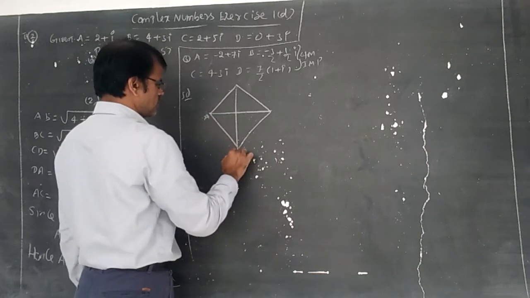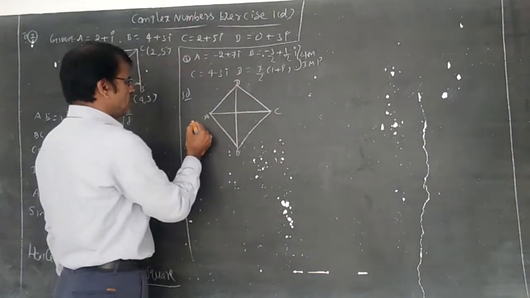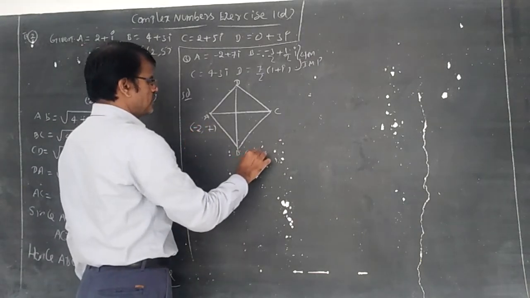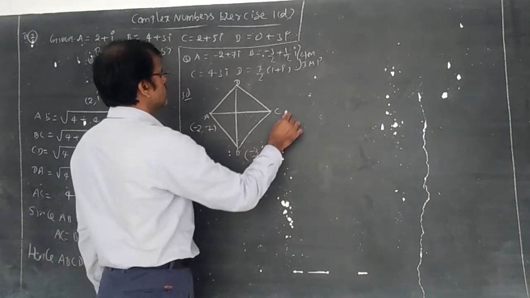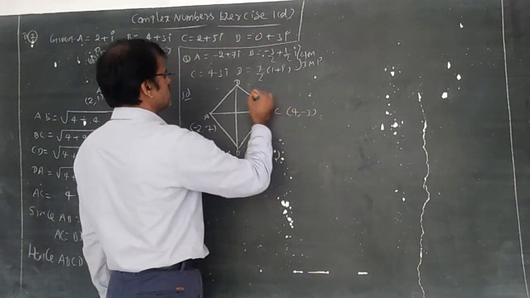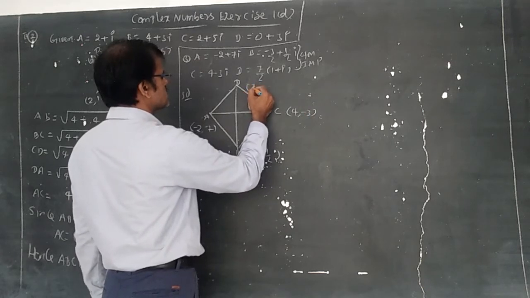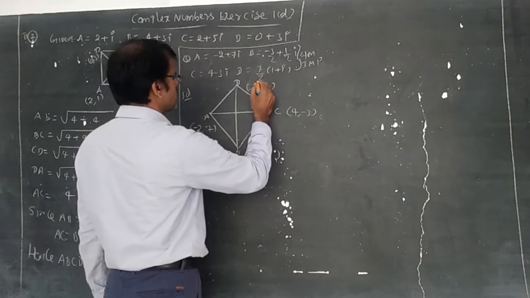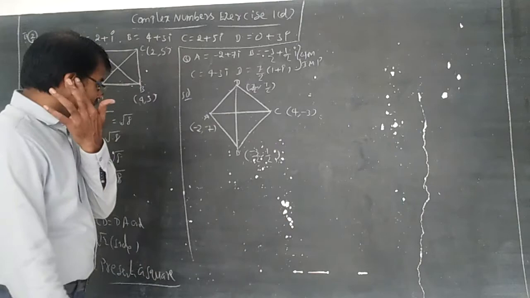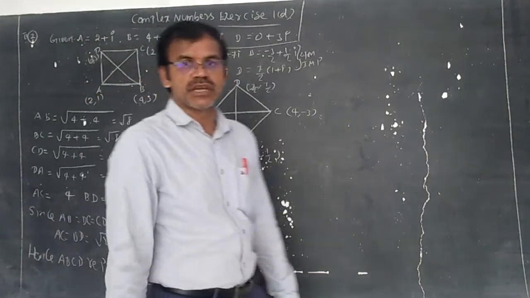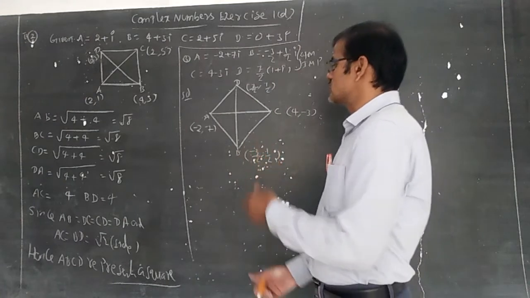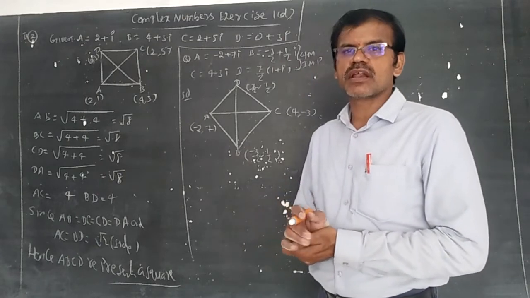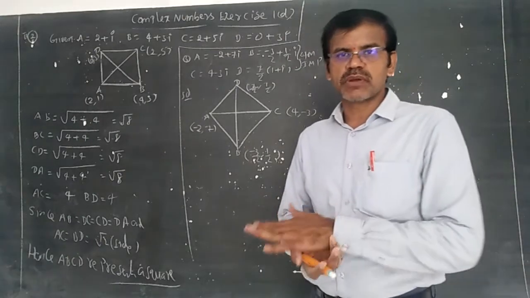Put A, B, C, D here. In Cartesian coordinates I am writing A as minus 2 comma 7, B as minus 3 by 2 comma 1 by 2, C as 4 comma minus 3, and D as 7 by 2 comma 7 by 2. That means 7 by 2 into (1 plus i) is 7 by 2 comma 7 by 2. Now calculate the lengths of sides: AB equal to BC equal to CD equal to AD. Later we should get that diagonals are not equal or diagonals are perpendicular.